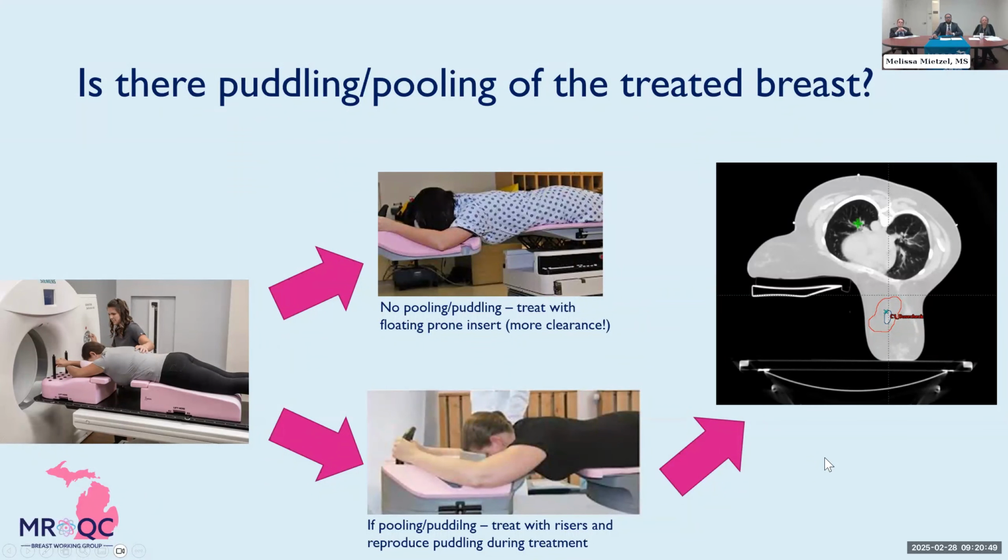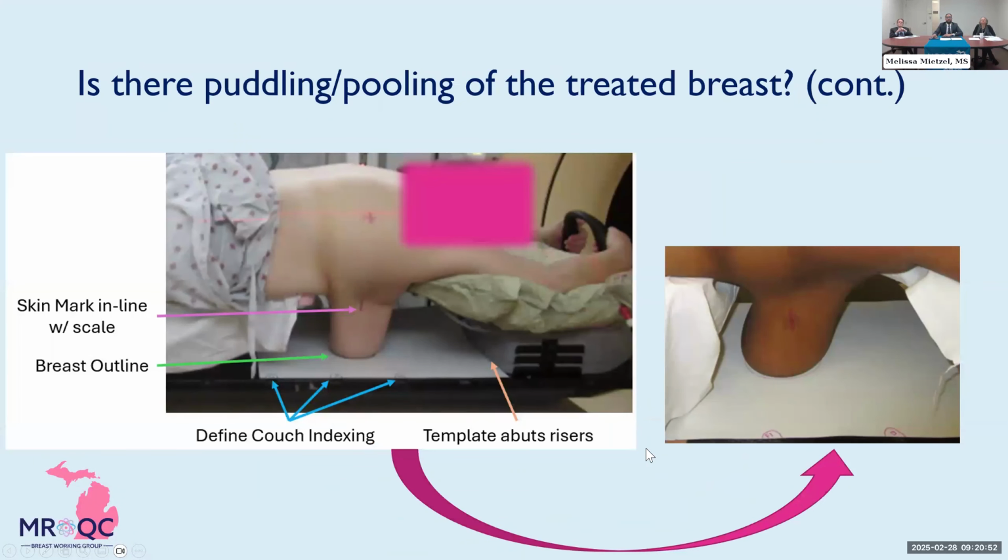So how do certain clinics handle this? This is an example of the additional steps that are taken during a prone simulation when the breast puddles. There are the skin marks that are standard for all prone, but then the breast is outlined on a template or a sheet of paper. This image on the right shows a closer look at how the breast is outlined on the sheet of paper. And then there are additional marks drawn that index that paper or template to the table itself.